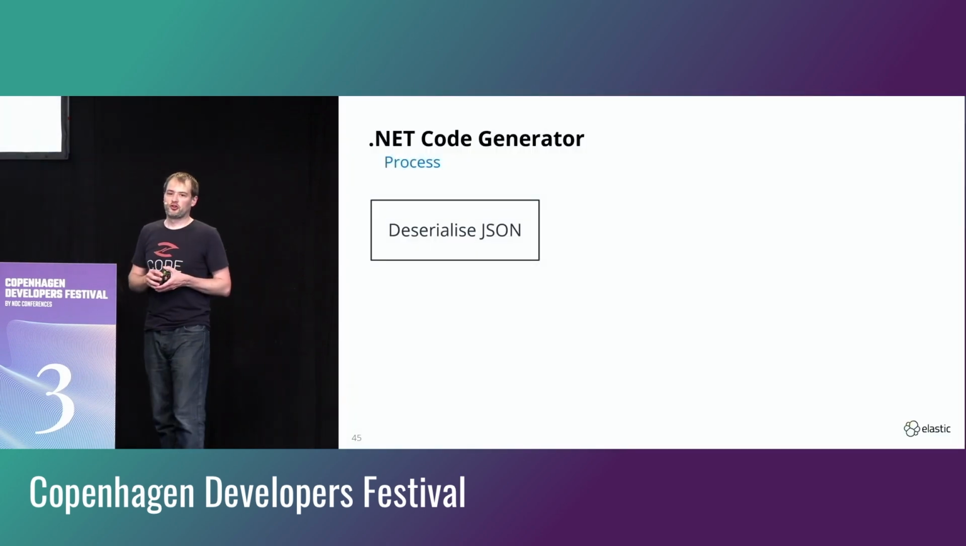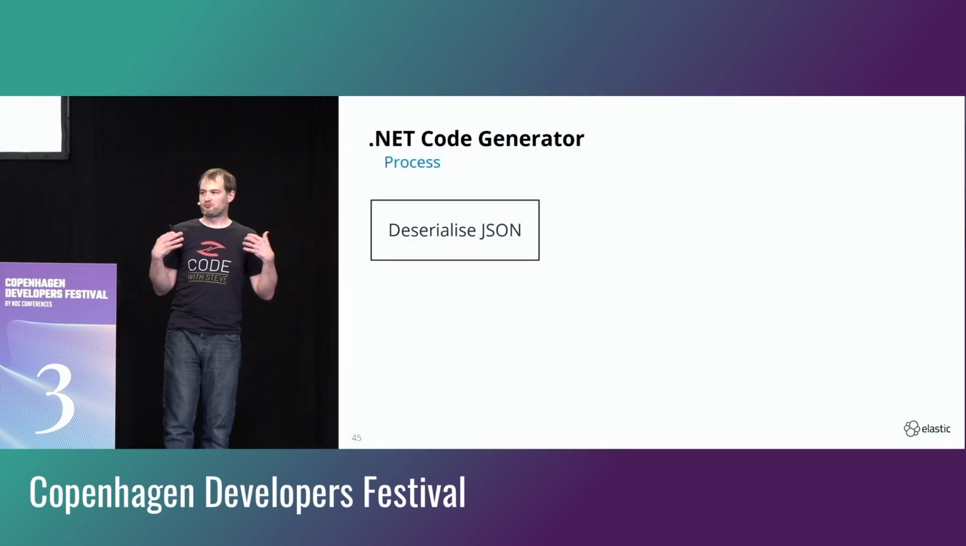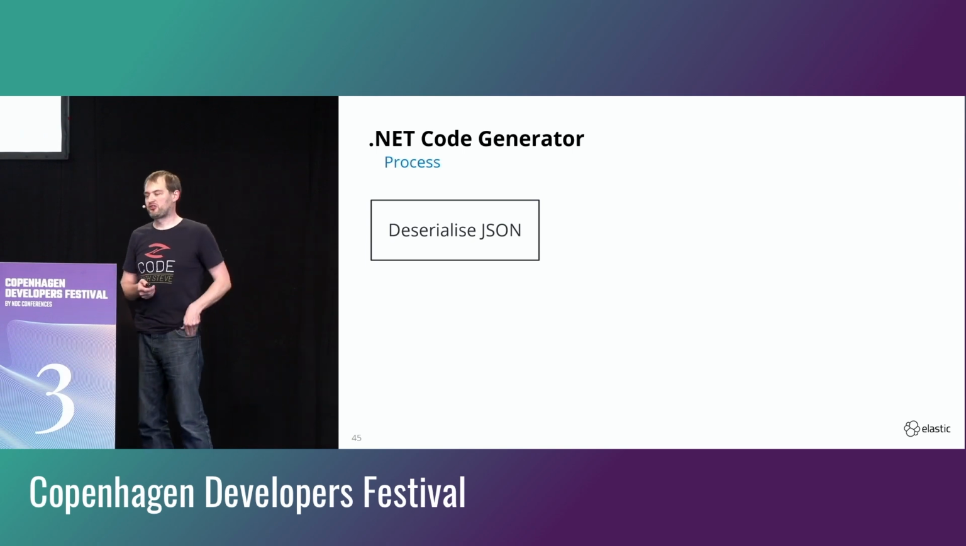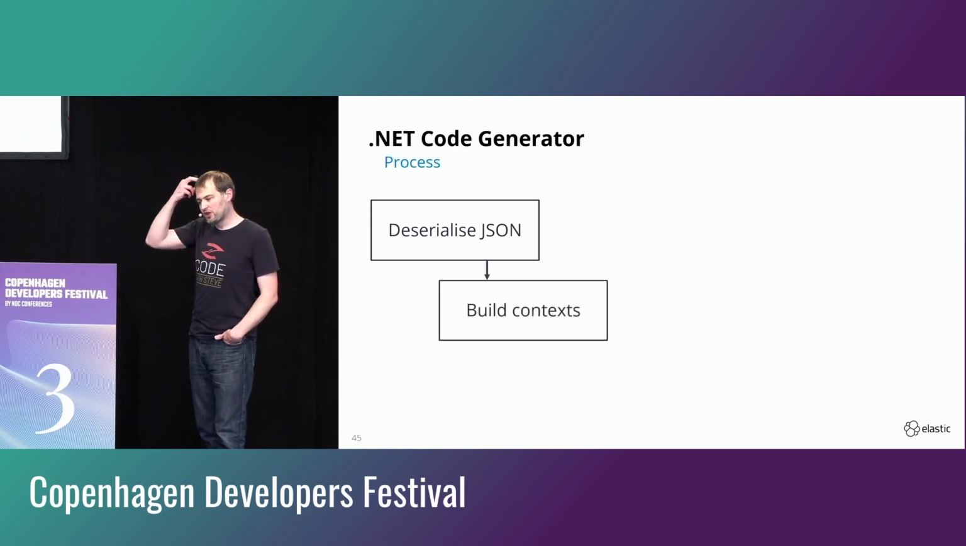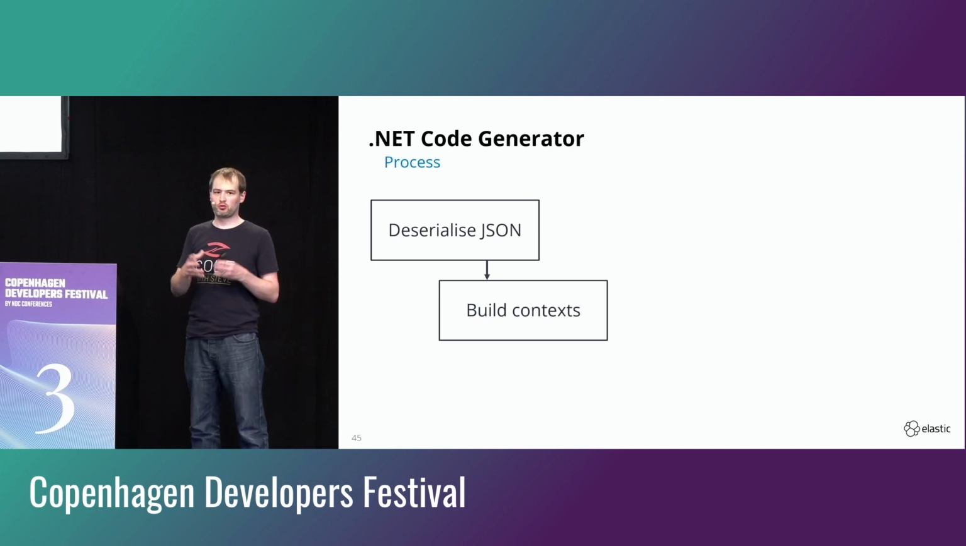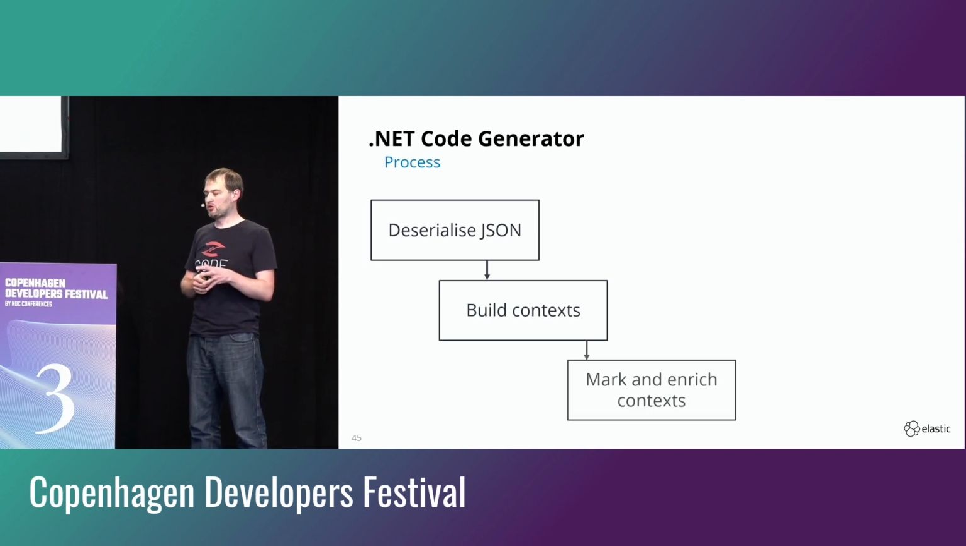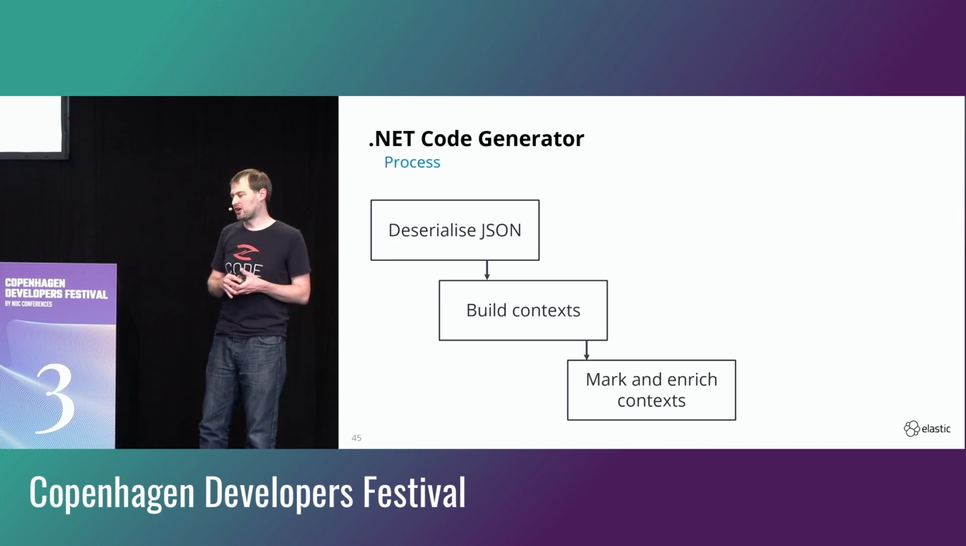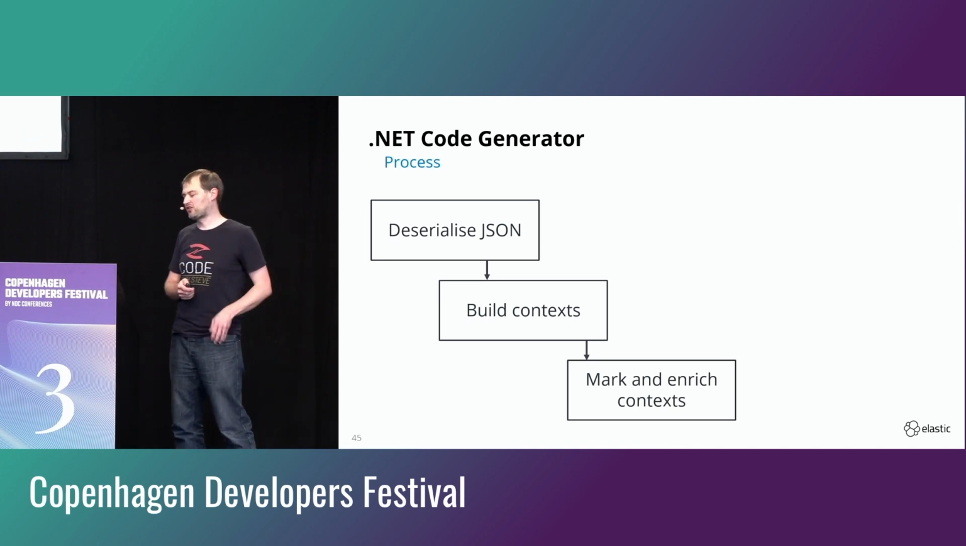So what's the job of the .NET code generator? Well, the first thing, obviously, we have to read in that schema, so we just deserialize the JSON. Then we start to build up some contextual information about what it's representing. So what are all the endpoints it's defining, what are all the types it's defining. And then we do a further phase that I call kind of marking and enrichment, and we'll discuss what that does in a second.